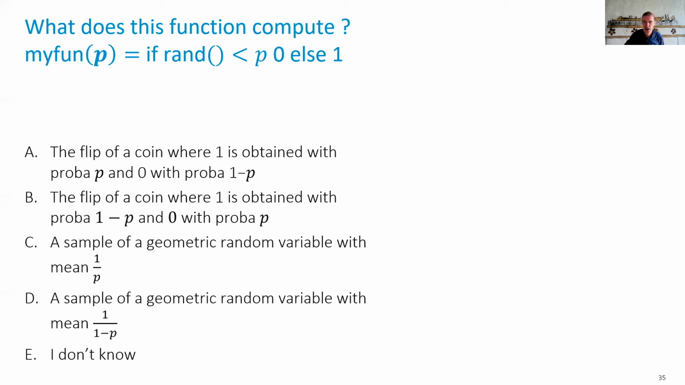I close the poll in a second. And the majority says B, which is, of course, the correct answer. Well, if you think about it, this is my value U. Think P is equal to 0.2. What is the probability that U is between 0 and 0.2? Well, it is exactly 0.2. So this algorithm will produce 0 with probability P and 1 with probability the rest, 1 minus P here. So the answer is B here.